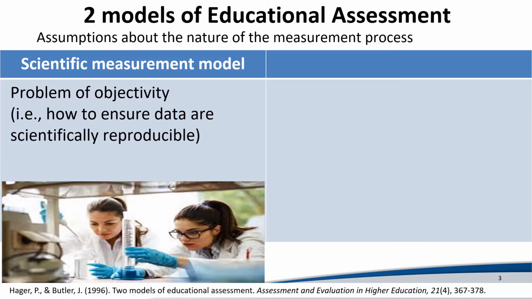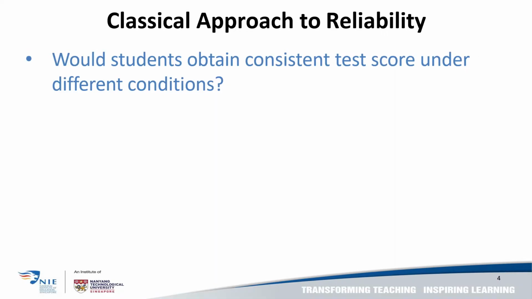Such an understanding of test reliability is seen from the scientific measurement model, whereby the nature of the assessment measurement process is assumed to be a problem of objectivity. That is, how do we ensure that data can be scientifically reproducible? The classical approach to reliability is concerned with the question whether students will obtain consistent test scores under different test conditions.